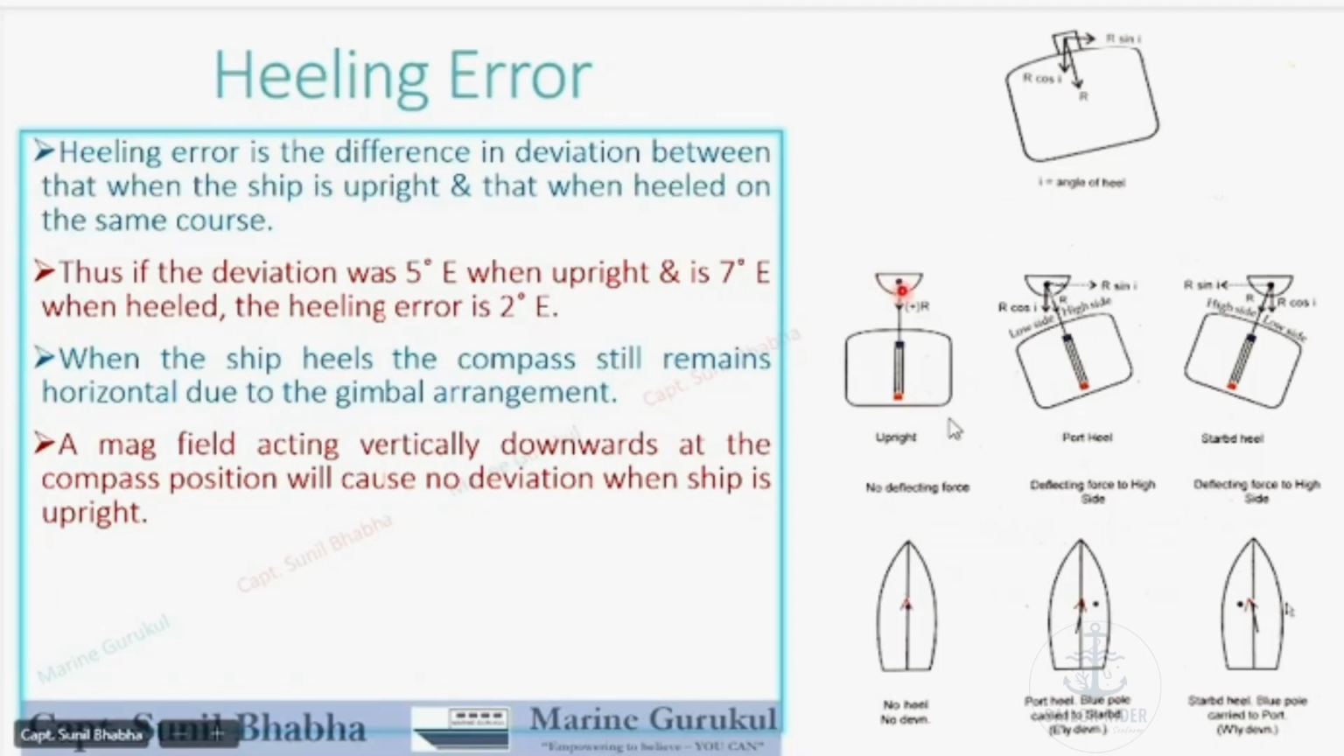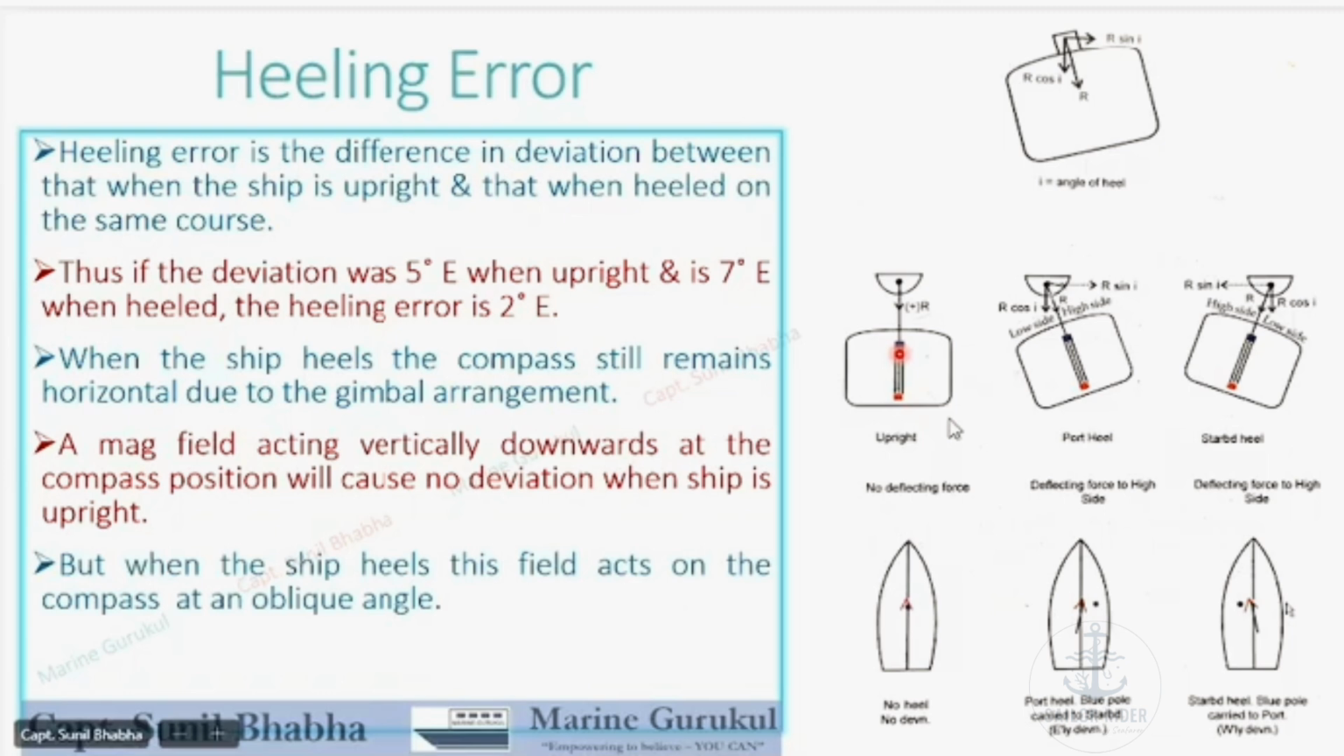Why is no deviation generated? Because the card is horizontal and the magnetic field is acting vertically downwards. Both are perpendicular to each other, at a 90-degree angle, and being perpendicular, this vertical magnetic field does not cause any deviation at all.